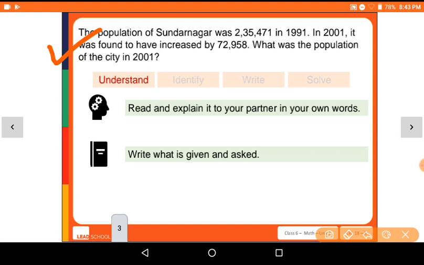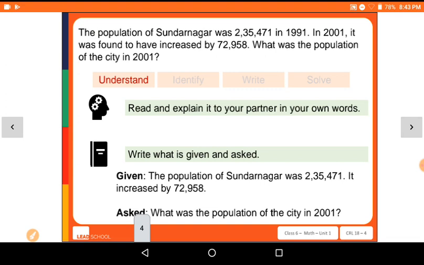So two things are required for the understanding category. First one is the given and the second one is the asked. Let us start from the first category. First, which thing is given? Here it is given that the population of Sundaran Nagar is 2,35,471, and it will be increased by 72,958. That is the given part. Is it clear? And second, which thing is asked from the given?